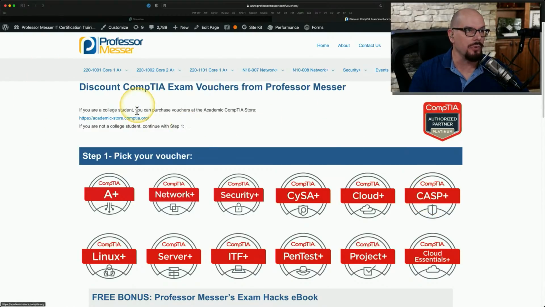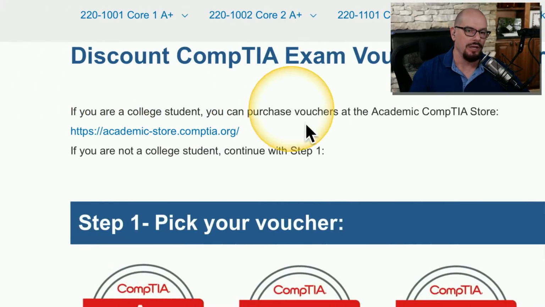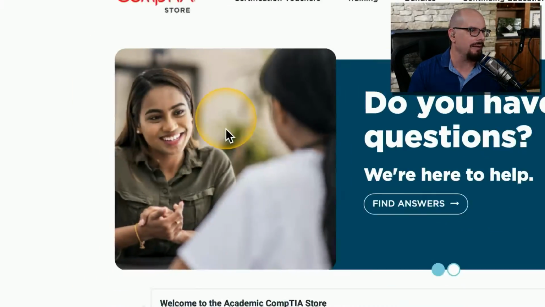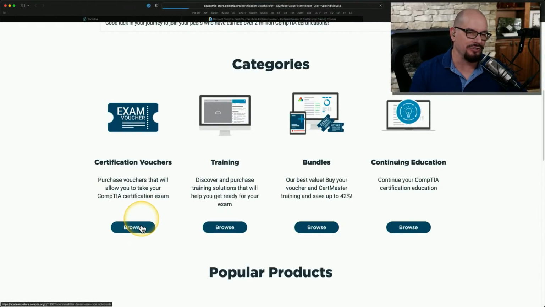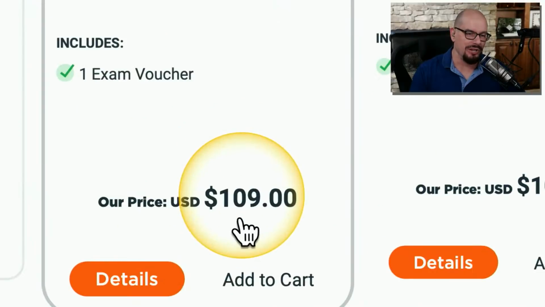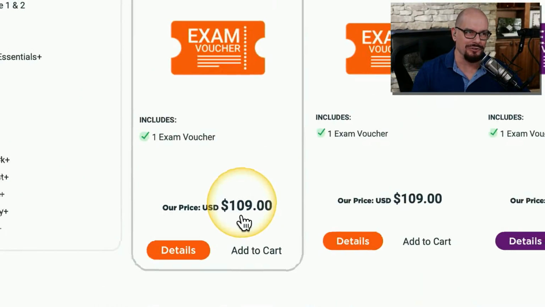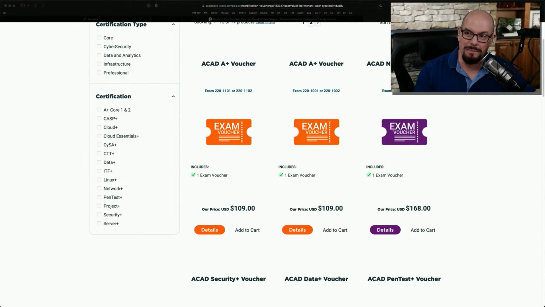Some folks in the chat room are also talking about the academic store. You may have noticed right at the top of this page, and I think this is so important if you're a college student, you can buy vouchers at the academic CompTIA store. Why is that useful? Let's find out. I'm going to click that link and bring up the academic store. Let's look at a certification voucher for A+. The A+ vouchers are $109 US. That's effectively a 50% discount, which is pretty big.